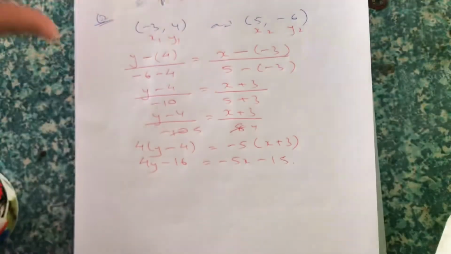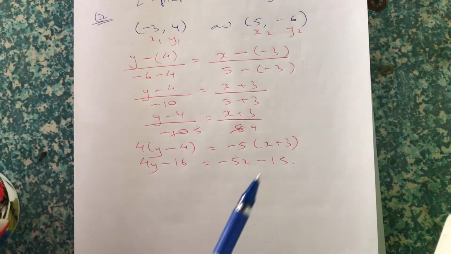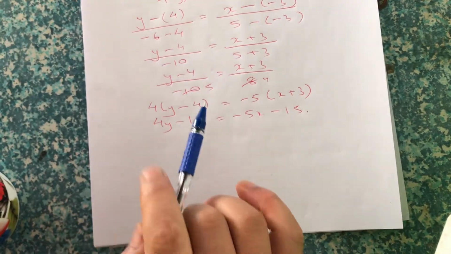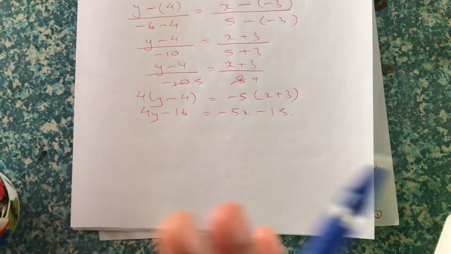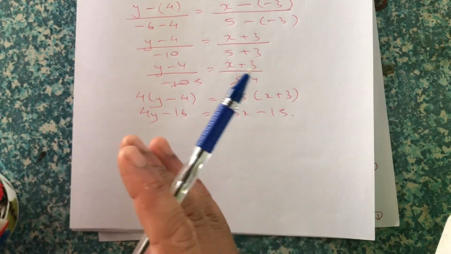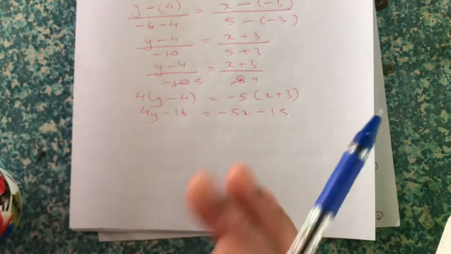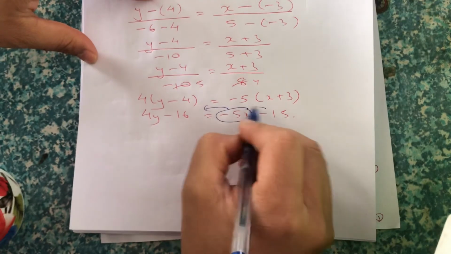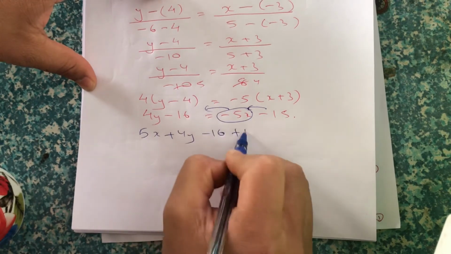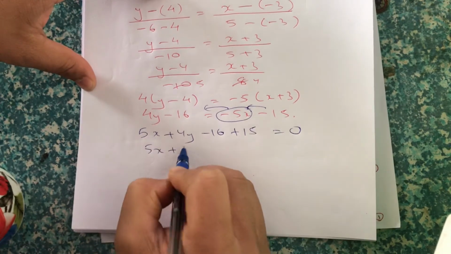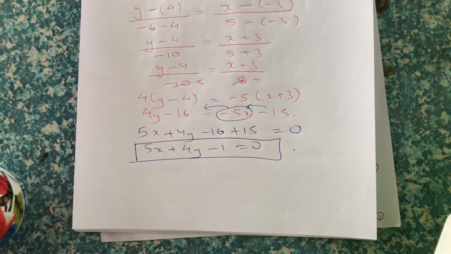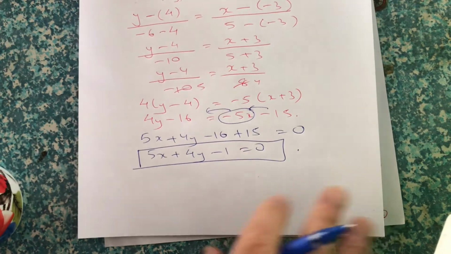Now I said no matter whichever formula you use, whenever the question says find an equation, we'll always follow the 4 things. We'll always make x positive, then bring everything on the side where x is positive, and on the other side write equal to 0, and then write them in an order: first x, then y, then the number. So this x is negative, so we'll bring everything this side: 5x, then 4y, then minus 16 plus 15 equal to 0. So 5x plus 4y minus 1 equal to 0. That's my required equation. That's how we find the equation when 2 points are given.